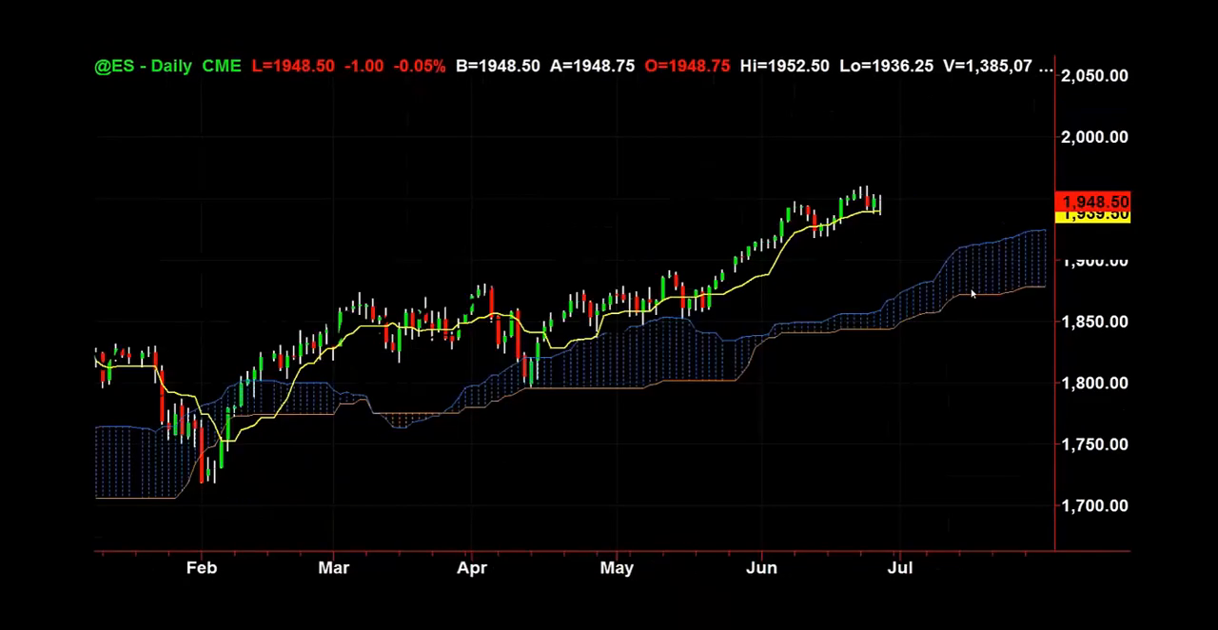Now, we got a couple other components that Ichimoku is comprised of. This little yellow thing is called the turning line. So everybody type in T-U-R-N for turning line.